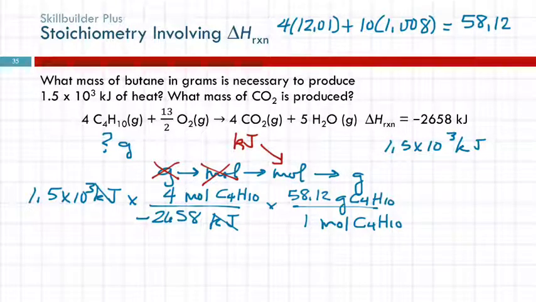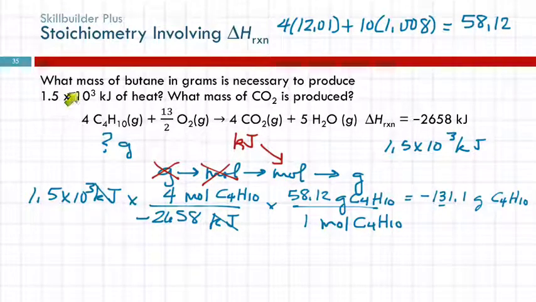So now I put in my numbers, 1.5 EE3 times 4 divided by negative 2658 times 58.12 equals, and my calculator tells me minus 131. This would have 2 sig figs, right? So I'm just going to add my 2 extras, and the unit is grams. And what is disturbing about that? Negative mass. How can you have a negative mass, right? You can't have negative mass. So what's going on here?